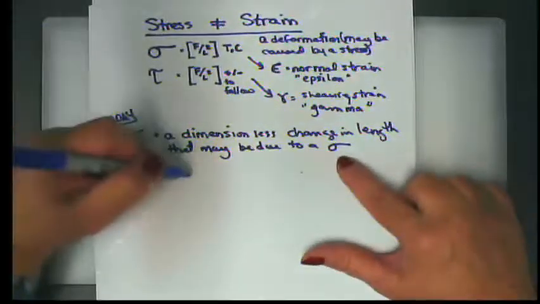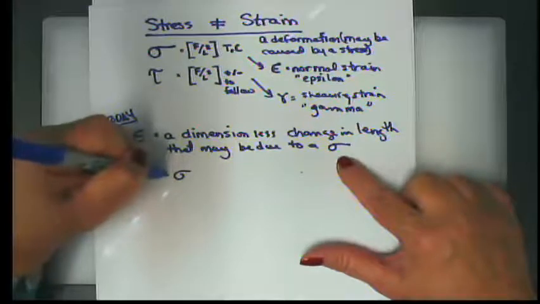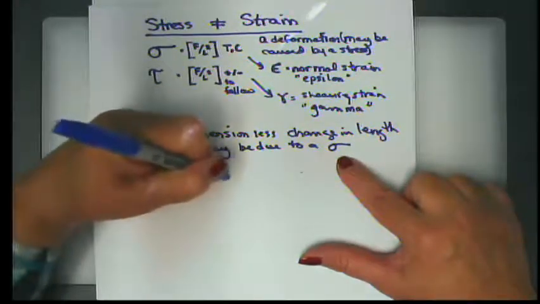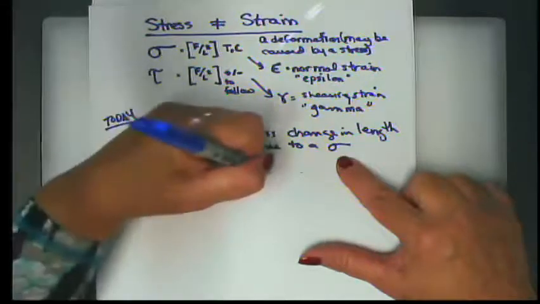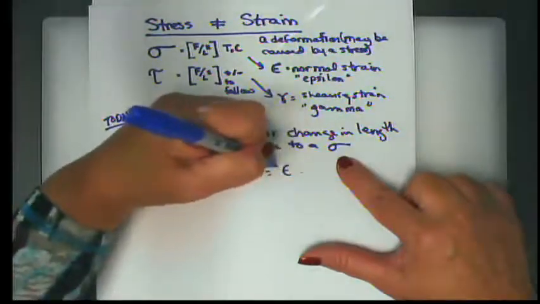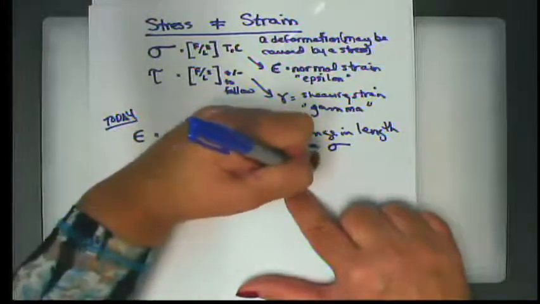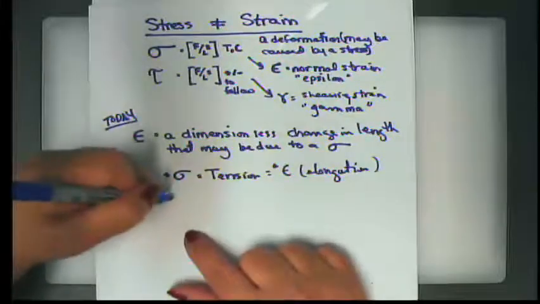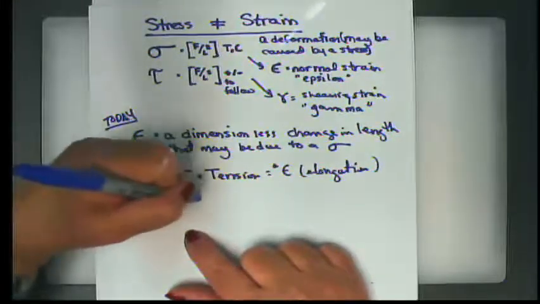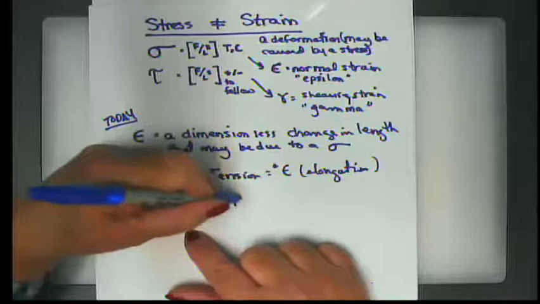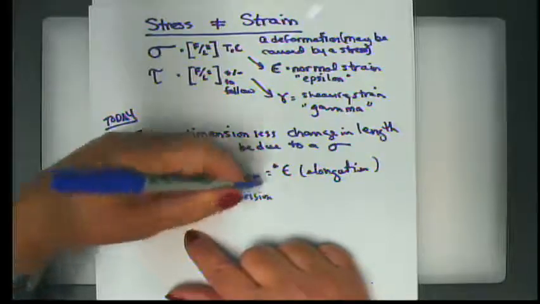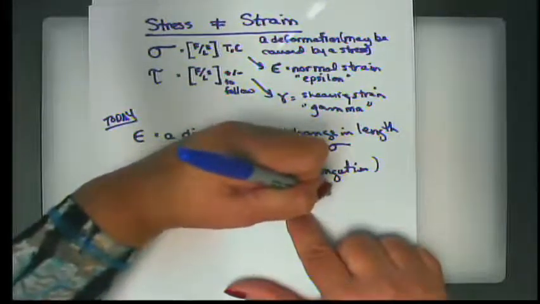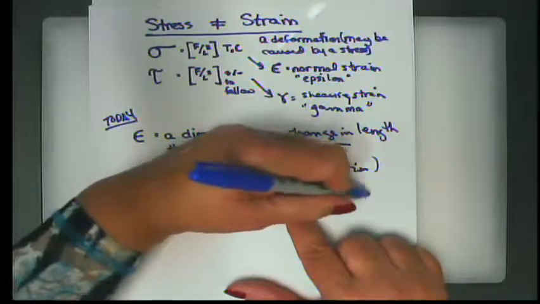So essentially, if sigma is positive, that means that we are in tension, and in general, epsilon will also be positive. In other words, there will be an elongation. And if sigma is negative, that signifies compression, and that would be a negative epsilon, which is a shortening. Okay?